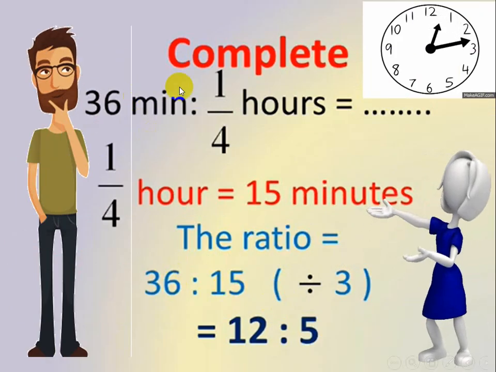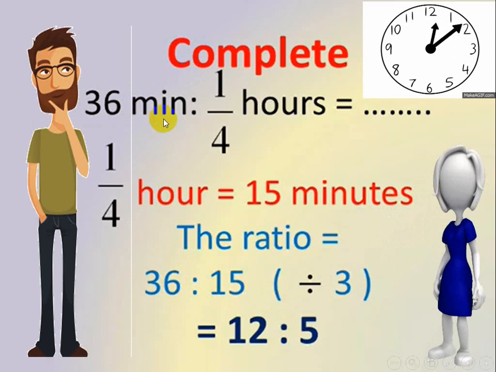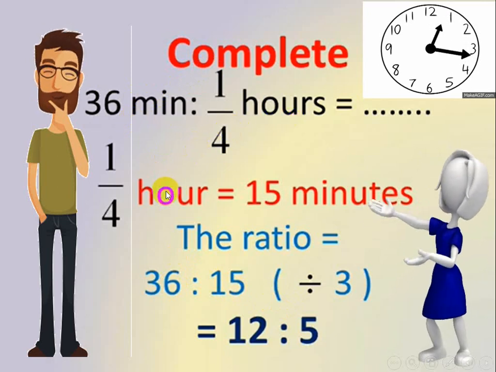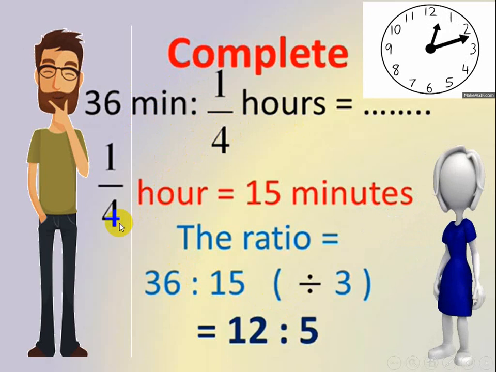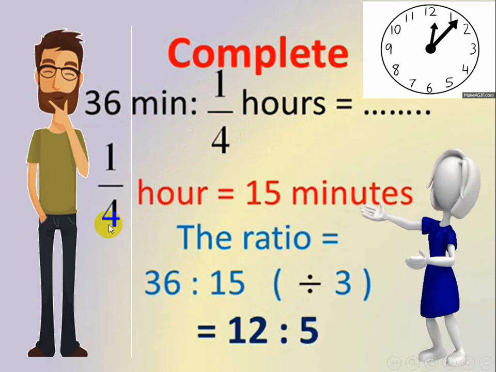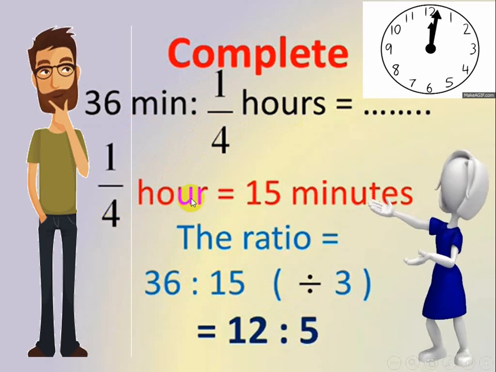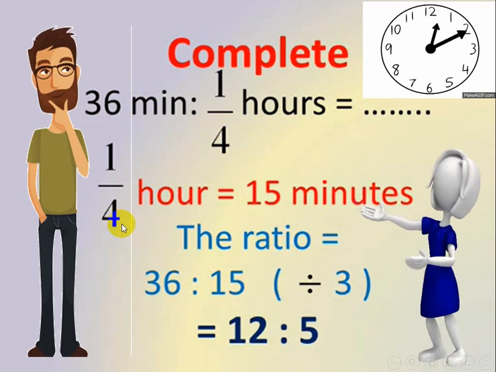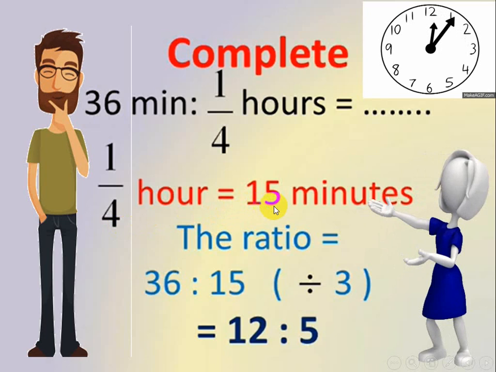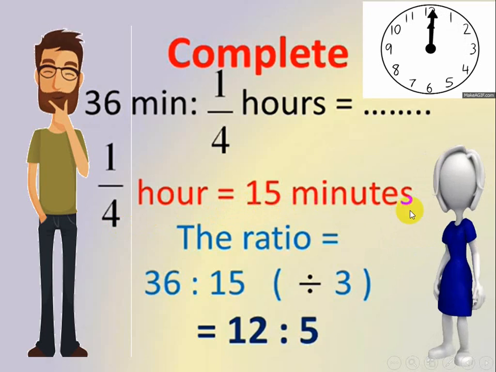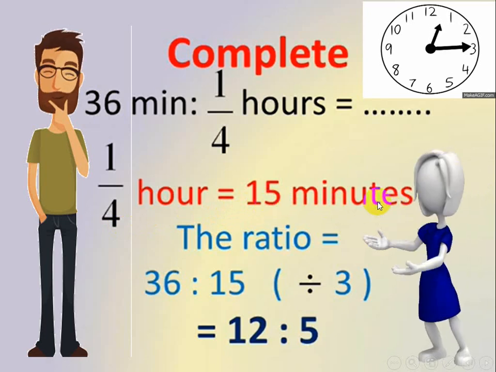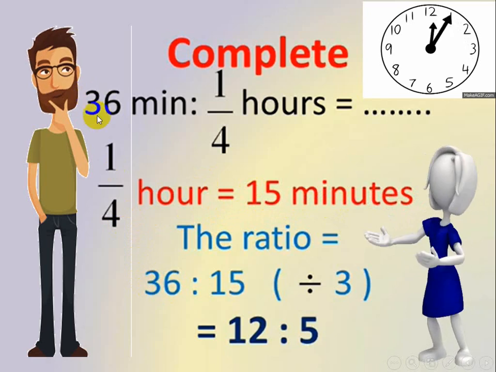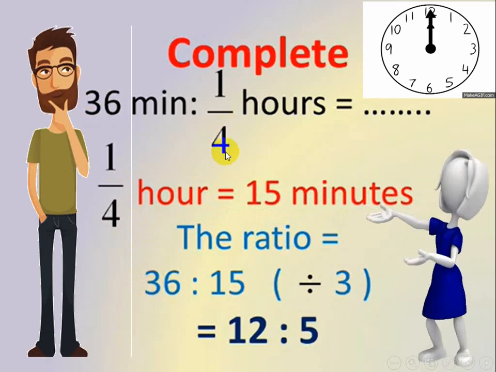The next example, 36 minutes to a quarter of an hour. You know, 1 hour equals 60 minutes. Do you remember that a quarter of an hour equals 15 minutes? Because a quarter times 60 equals 15. So a quarter of an hour equals 15 minutes. The ratio will be now 36 minutes to 15 minutes.